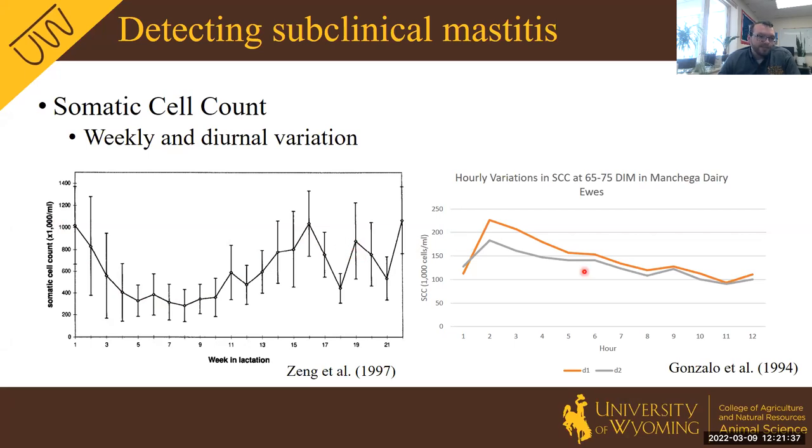And in this other figure, we have somatic cell counts again in 1,000 cells per milliliter along our y-axis, and hours 1 to 12 along the x-axis in Manchega dairy ewes that are 65 to 75 days in milk, which is about 9 to 10 weeks into lactation. So even within a 12-hour period, we have a high of about 230,000 cells per milliliter. And just 9 hours later, it decreased to less than 90,000 cells per milliliter. So within a 12-hour period, there's more than twofold changes in somatic cell count.